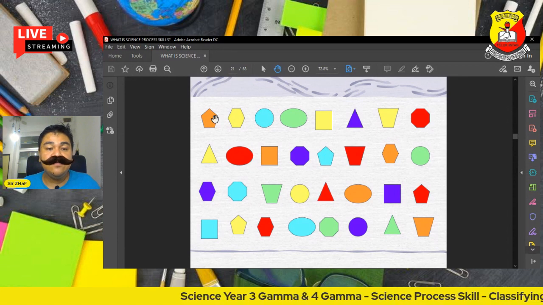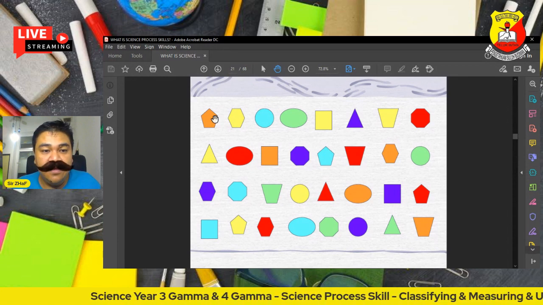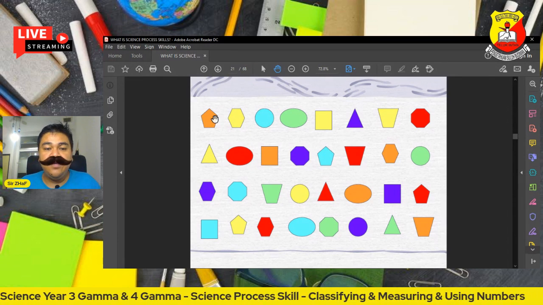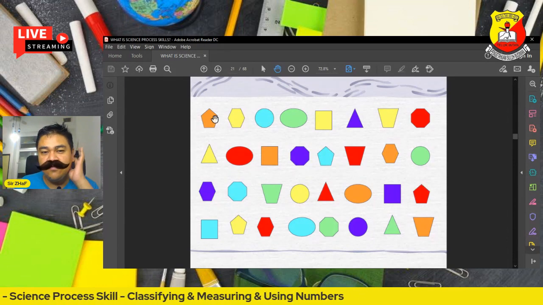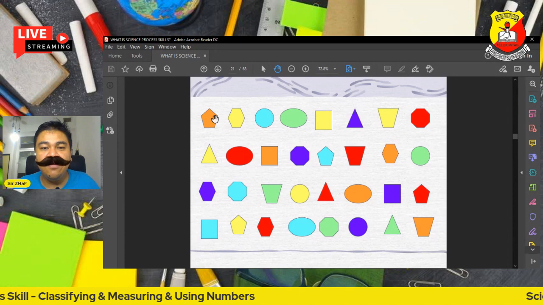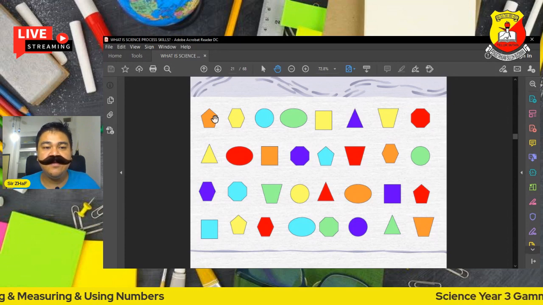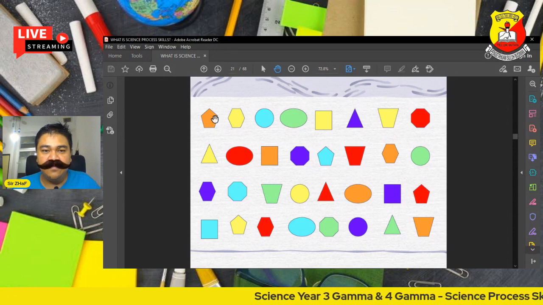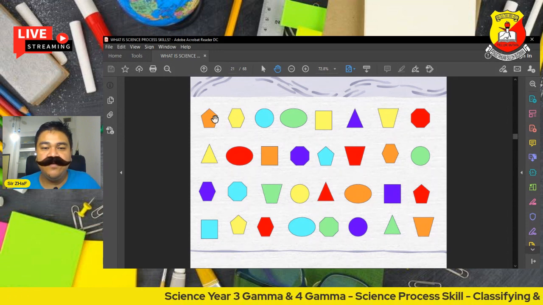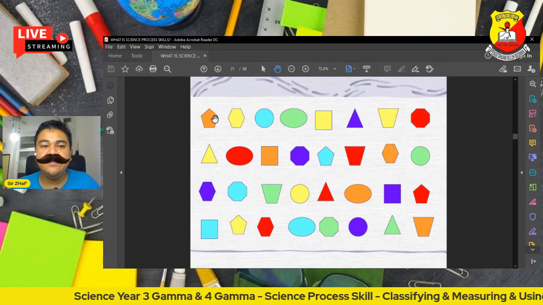When you look at the image, what can you do? You will be classifying all the shapes. You will be classifying all the shapes into groups, each group with their own characteristics.